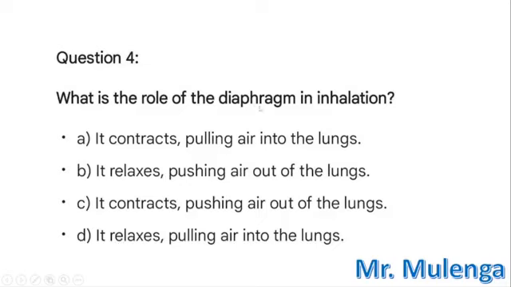So we know that the diaphragm, it's a muscle, and this muscle helps during the process of breathing in and breathing out. So in inhalation, we are talking about breathing in, taking air into the lungs. So what will happen is that once air has been taken into the lungs, the diaphragm is going to contract. When it contracts, it's going to pull now the air into the lungs. So our correct answer here is A.